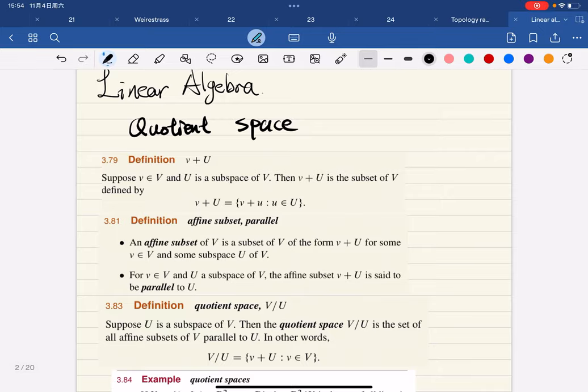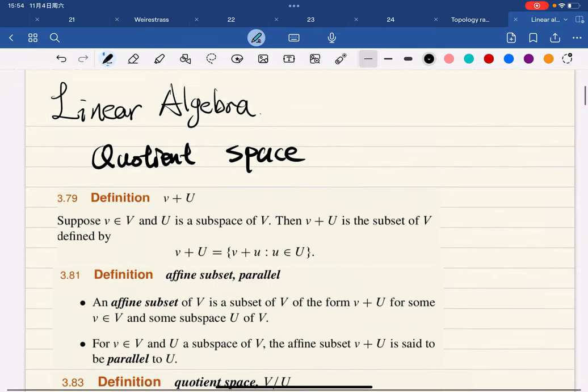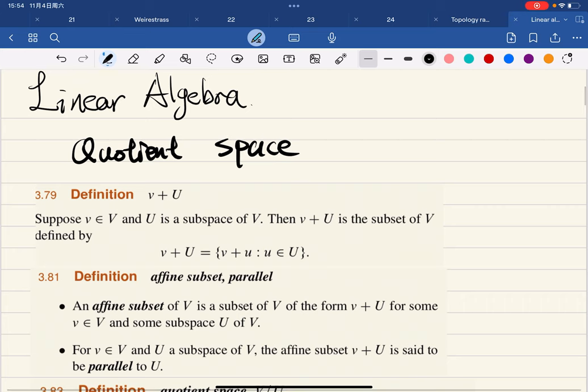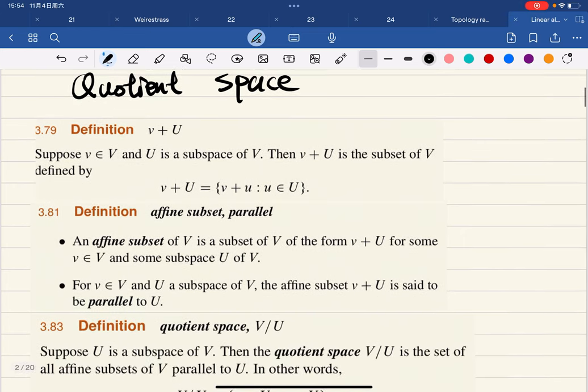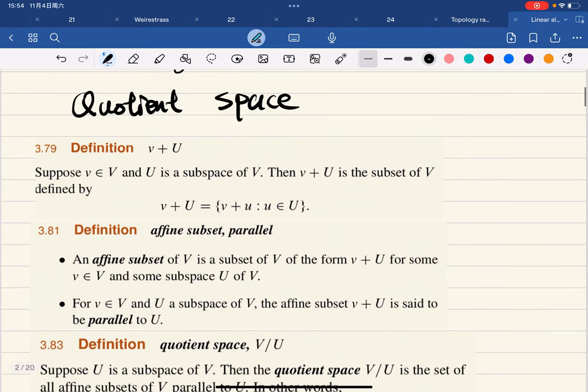Okay, so I'll just talk about some special topics of linear algebra: quotient space, dual space, and the rank of a matrix. So first we're going to define what a quotient space is.